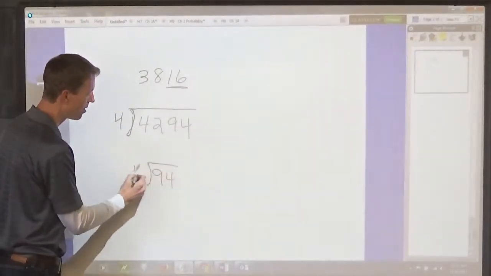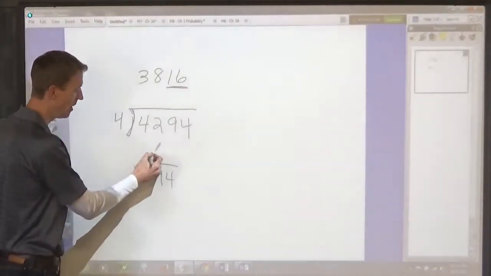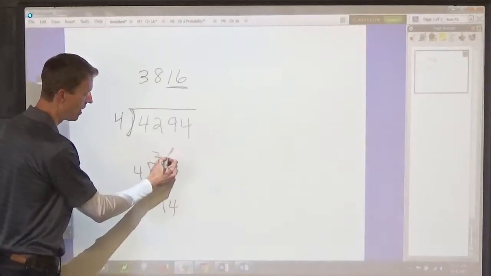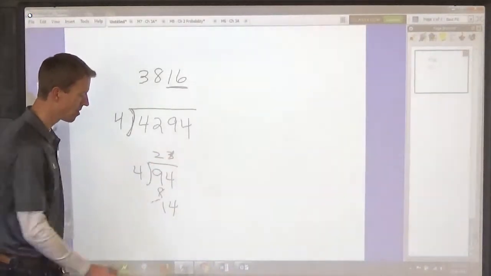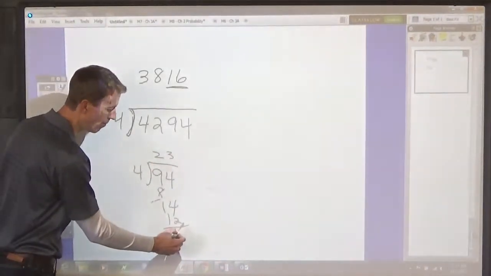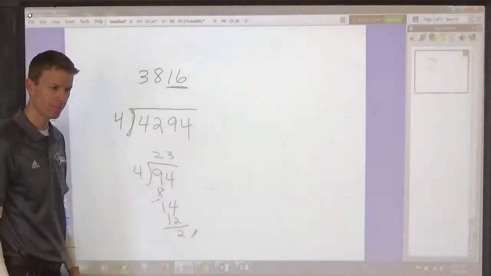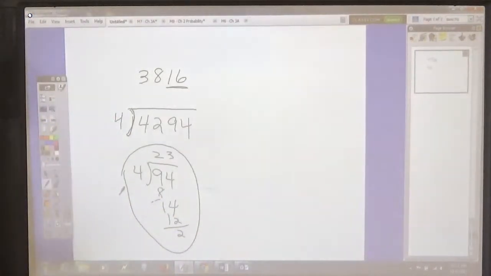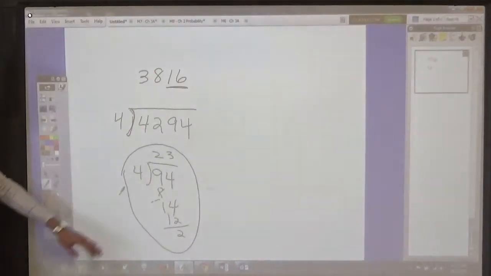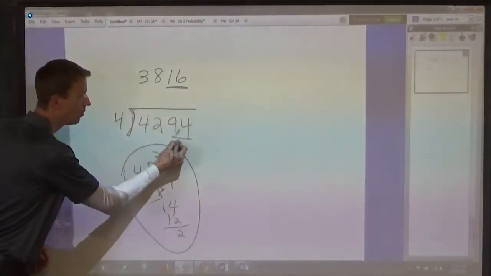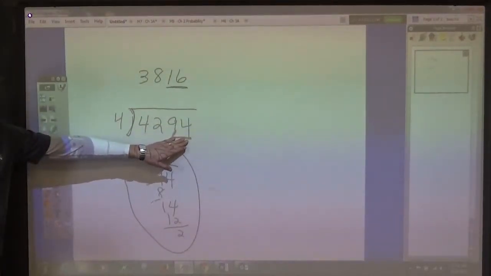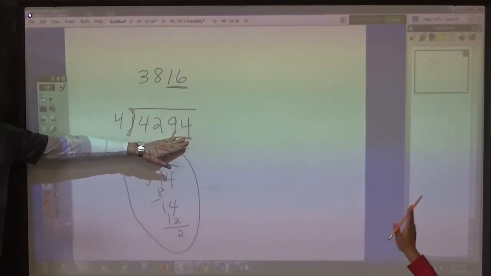Or we can just do this real quick and see. Nope, that doesn't work, because that will be a remainder of 2. So you might just have to check using division. Check to see if it's divisible by 4. Okay? But you only need to check the last 2 digits, because the rule says if the last 2 digits are divisible by 4, then the number is divisible by 4.